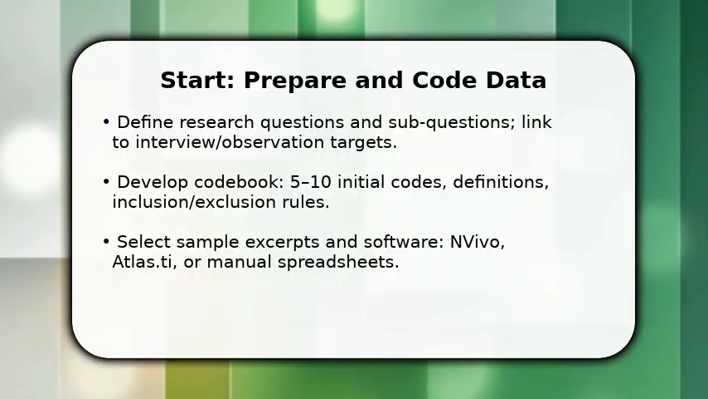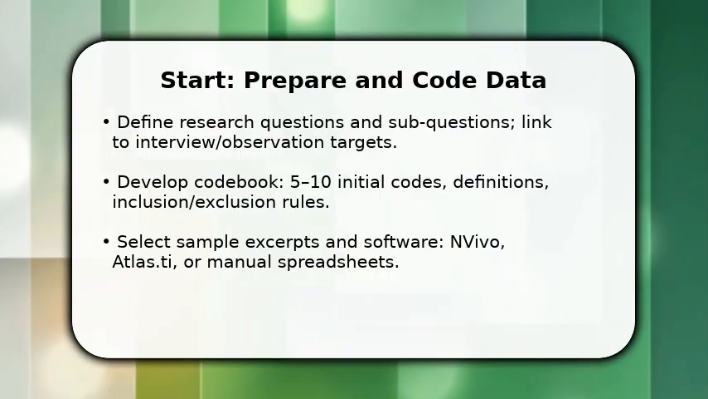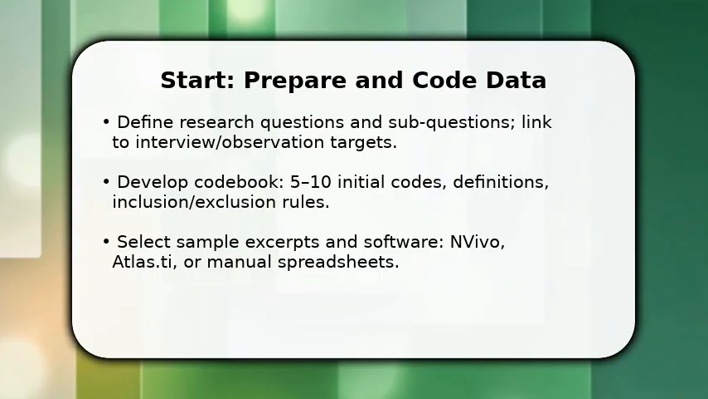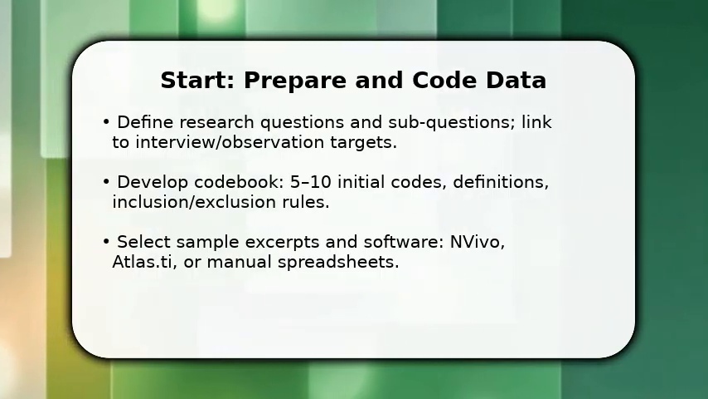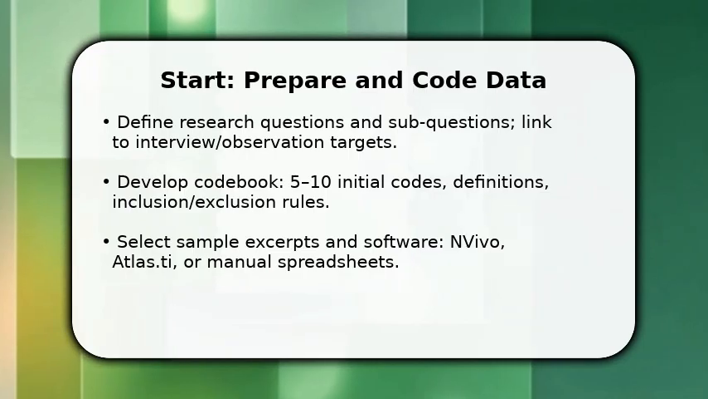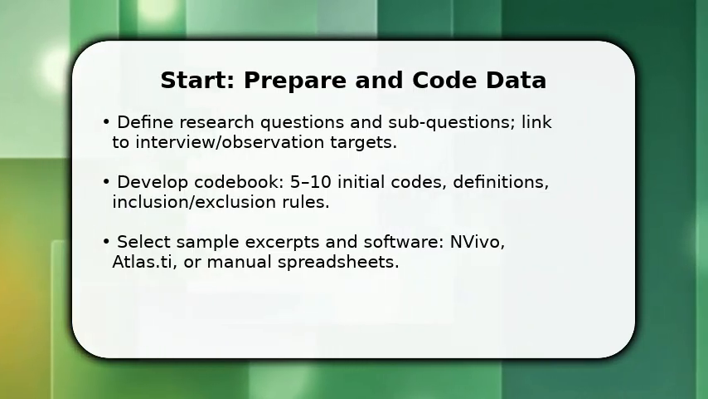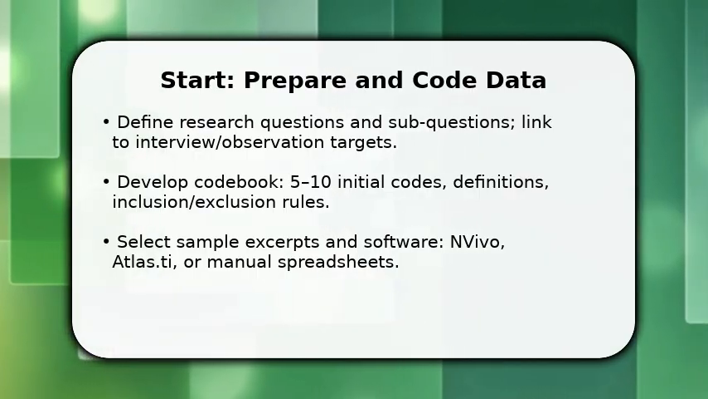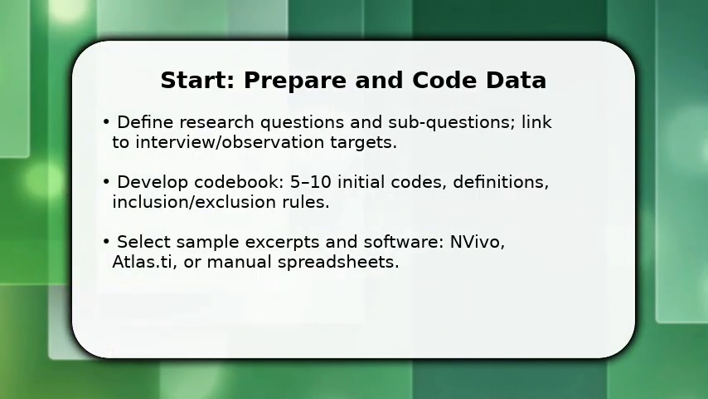You begin by anchoring analysis in clear research questions. This tells you what to code and why. Once defined, create a compact codebook with 5-10 starting codes and explicit inclusion rules so coding stays consistent. Next, choose tools. NVivo or a spreadsheet will work. Use software if you expect many transcripts.